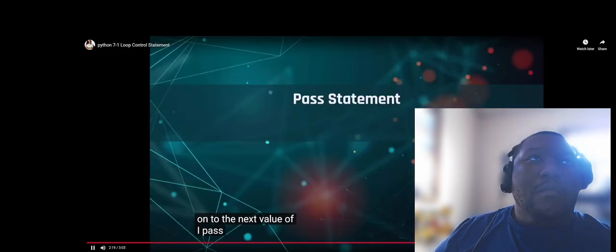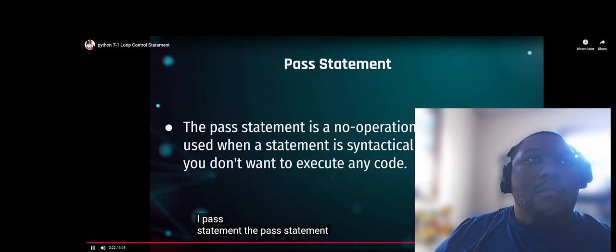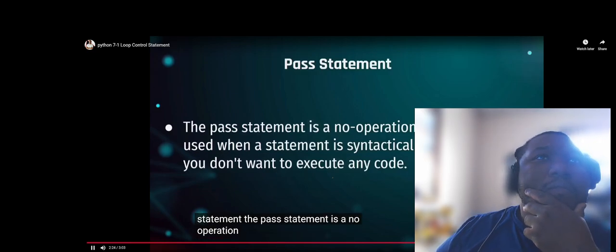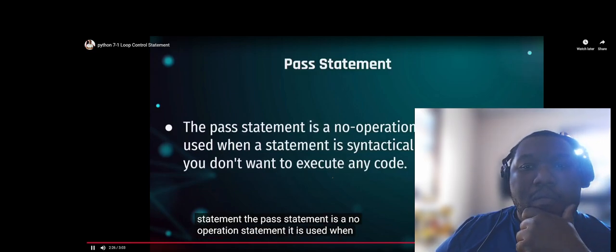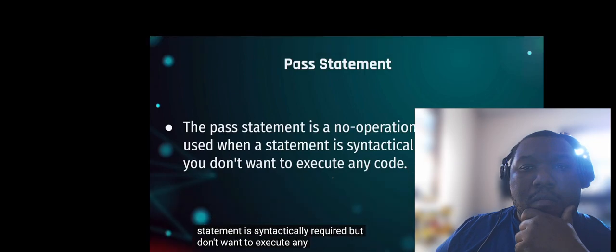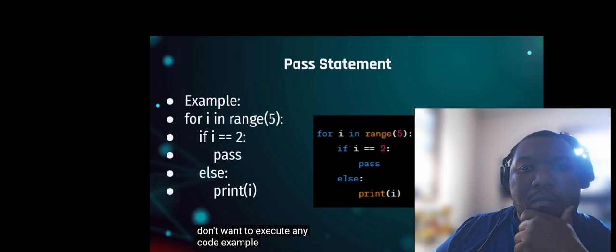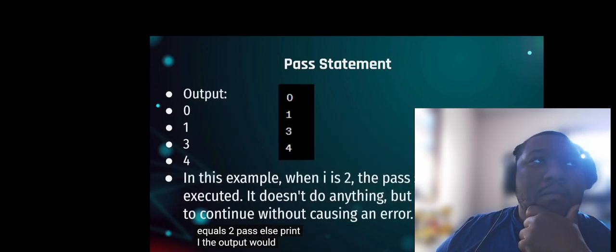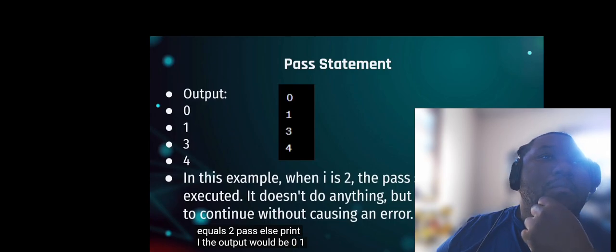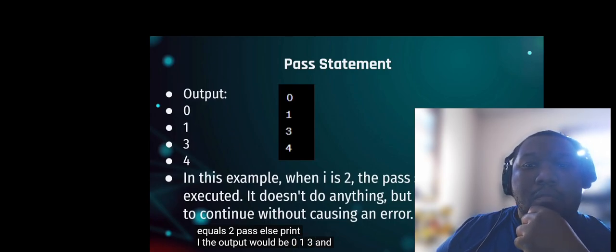Pass statement. The pass statement is a no operation statement. It is used when a statement is syntactically required but you don't want to execute any code. Example: for i in range(5): if i == 2: pass, else: print(i). The output would be 0, 1, 3, and 4.